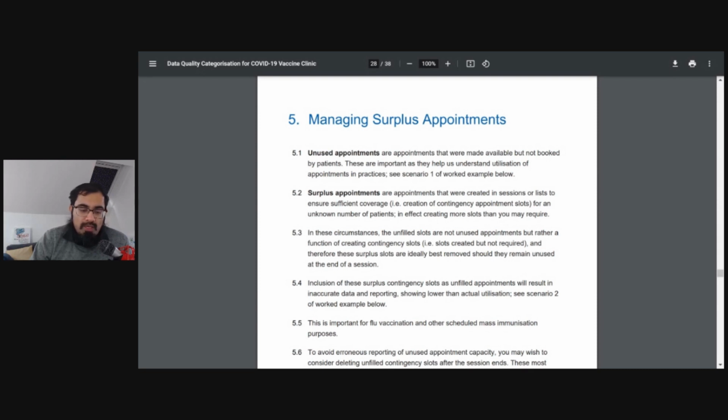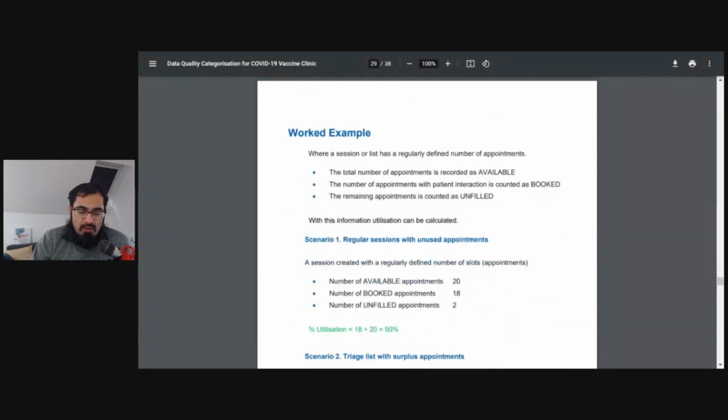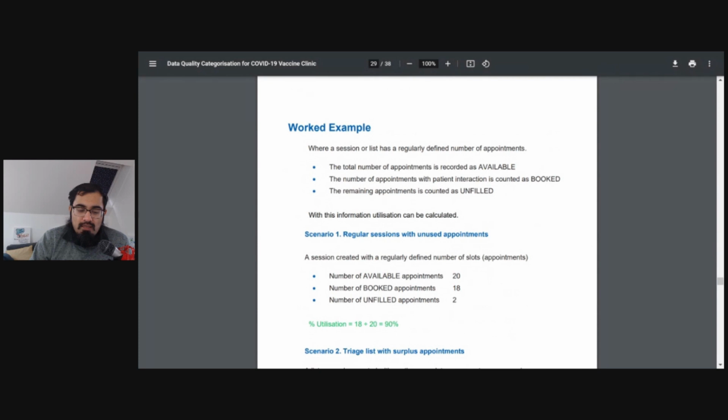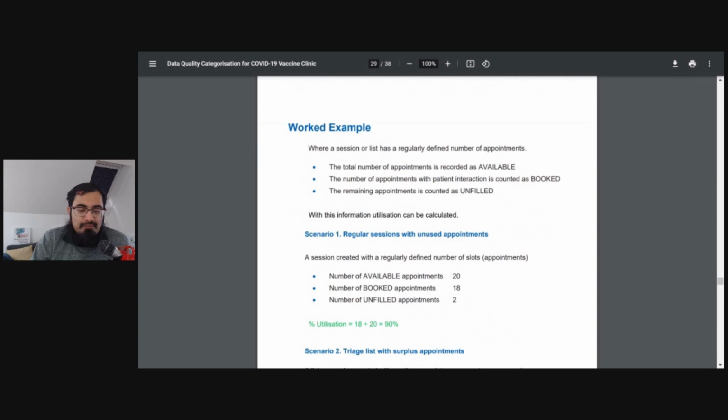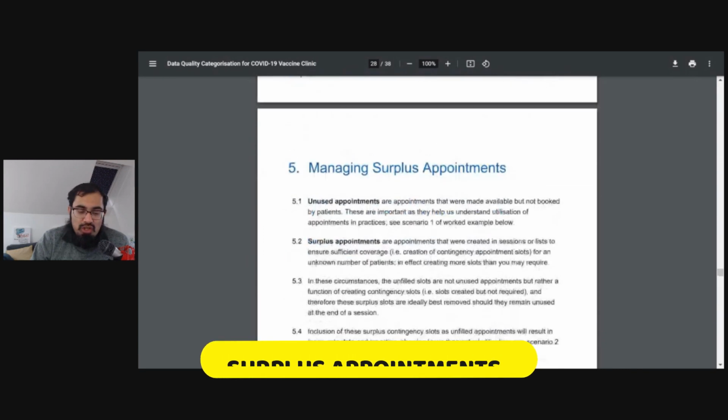Okay. So on the basis of that, we've got the example here. 20, 18, 2 not used. That means we've got 90% utilization. Okay, that's not bad. I'd say most of my clinics are about 120, 130% at the moment. But hey, that's the example they've given us. That's different to surplus appointments.